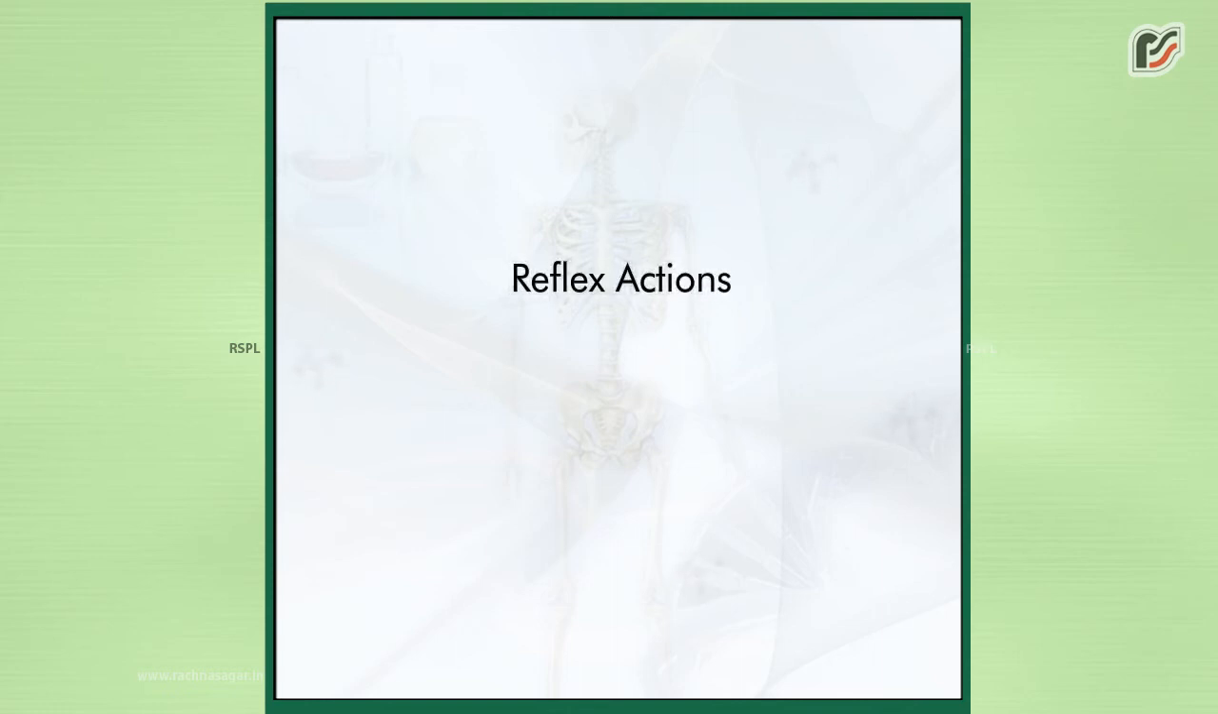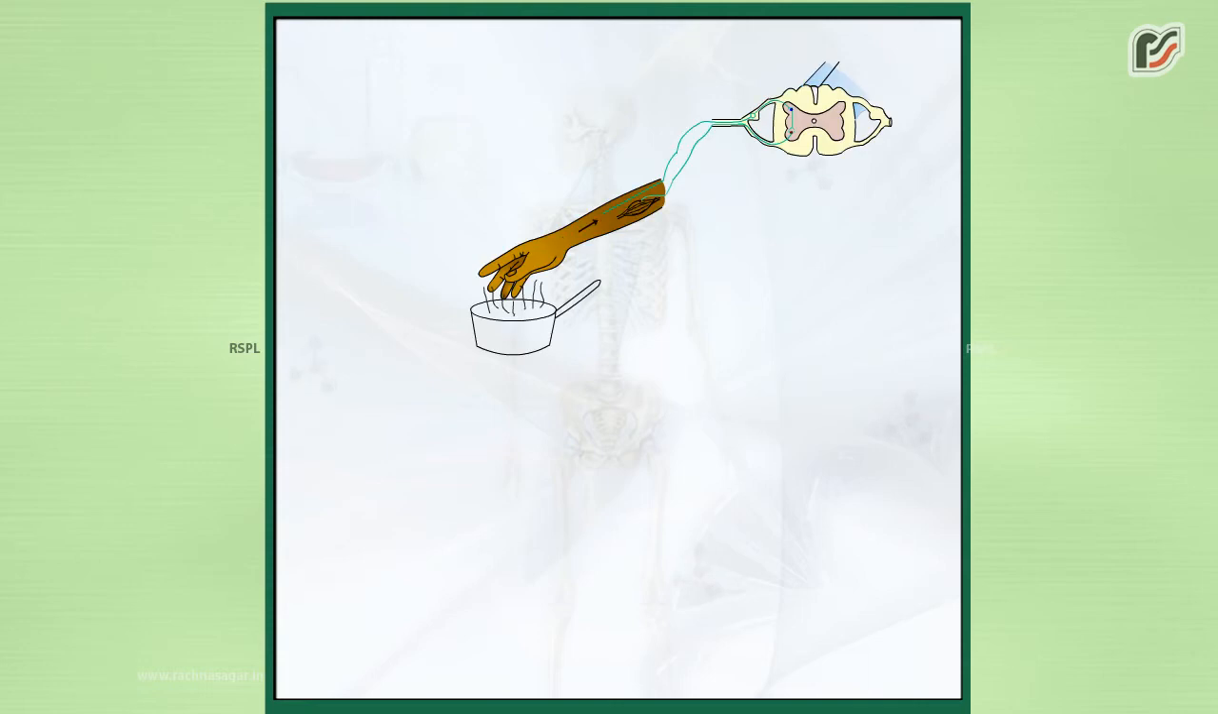Reflex actions. When you touch a very hot object or a pin is pricked to your finger, you immediately withdraw your hand without even thinking that you're withdrawing your hand. Such type of sudden and involuntary response to a stimulus is the example of reflex action.